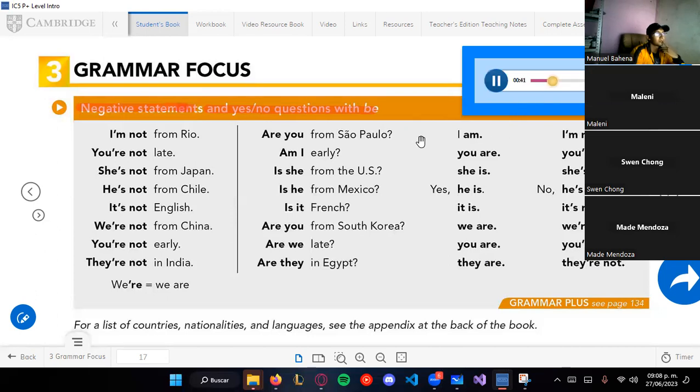Are you from Sao Paulo? Yes, I am. No, I'm not. Am I early? Yes, you are. No, you're not. Is she from the US? Yes, she is. No, she's not. Is he from Mexico? Yes, he is. No, he's not. Is it French? Yes, it is. No, it's not. Are you from South Korea? Yes, we are. No, we're not. Are we late? Yes, you are. No, you're not. Are they in Egypt? Yes, they are. No, they're not.